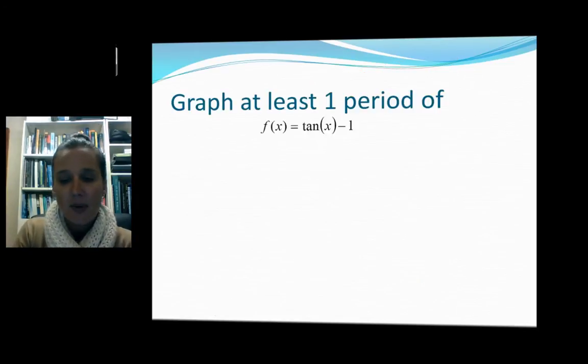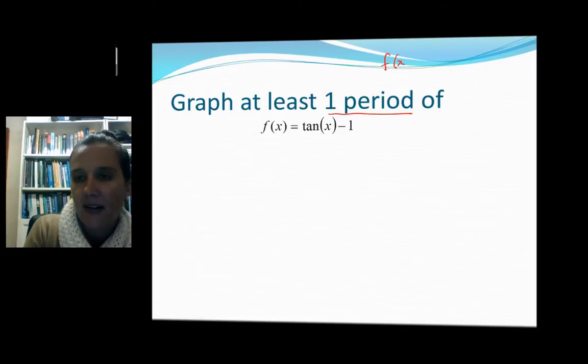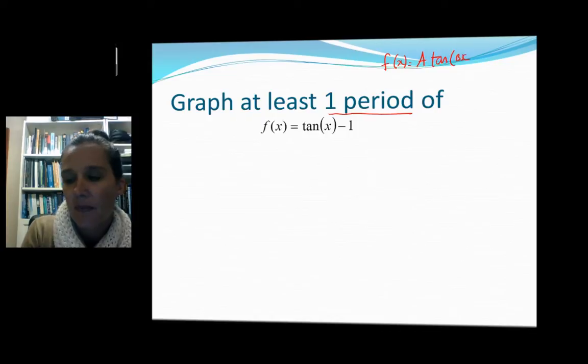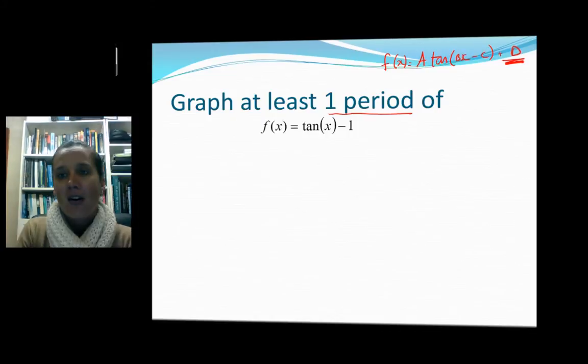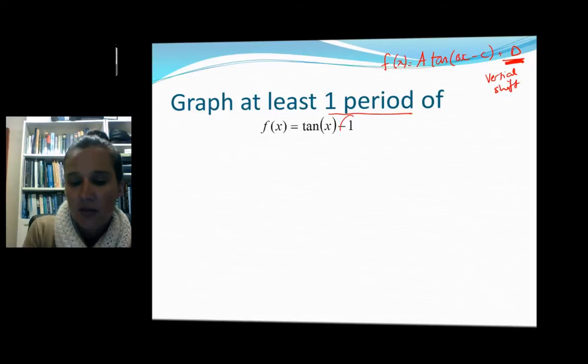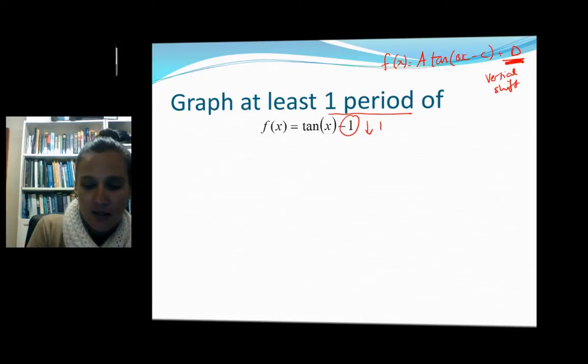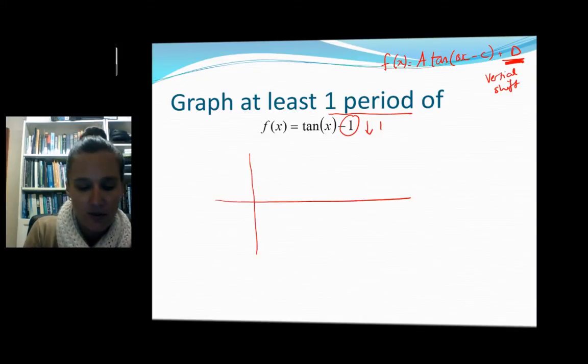For our next part, we want to graph at least one period of the function f of x is equal to tan of x minus 1. If we think about it, our function is f of x equals a tan of bx minus c plus d. All that we're taking into account here is d, our vertical shift. A vertical shift of minus 1 means we're going to move it down by 1. If we think about our tangent curve, at 0 we're at 0, and at pi on 2 we have an asymptote.